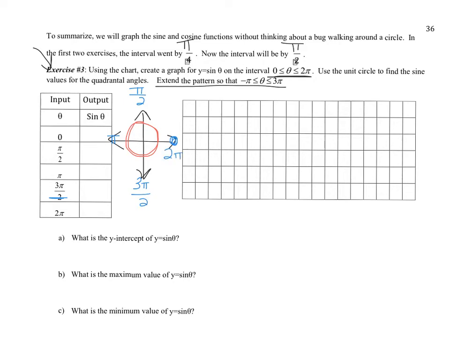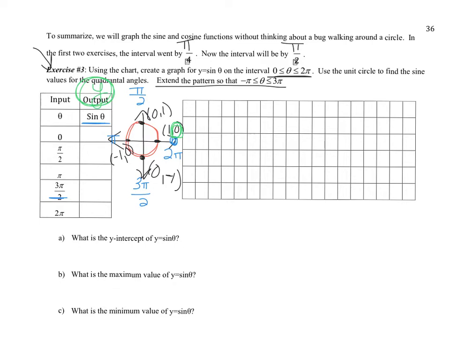Now, in order to find the sine of theta, we spent a lot of the last lesson talking about how, on the unit circle, sine is the y value of that point. So I'm going to label each of these points. It's 1, 0, 0, 1, negative 1, 0, and 0, negative 1.